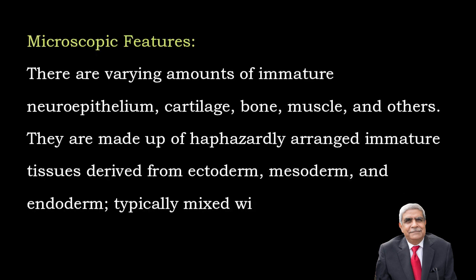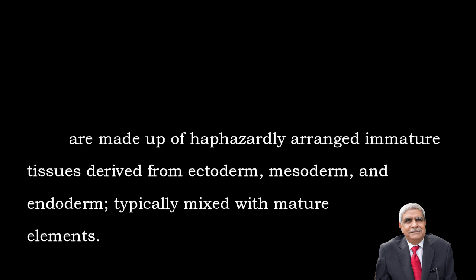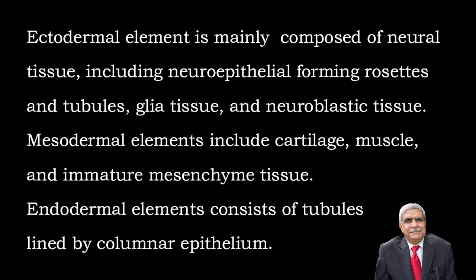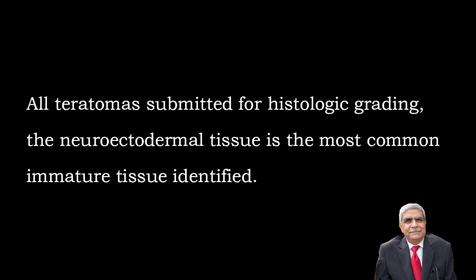Microscopic features. There are varying amounts of immature neuroepithelium, cartilage, bone, muscle and other tissues. They are made up of haphazardly arranged immature tissue derived from ectoderm, mesoderm and endoderm, which are typically mixed with mature elements. Ectodermal element is mainly composed of neural tissue, which includes neuroepithelium forming rosettes and tubules, glial tissue and neuroblastic tissue. Mesodermal elements include cartilage, muscle and immature mesenchymal tissue. Endodermal element consists of tubules lined by columnar epithelium. In all teratomas submitted for histological grading, the neuroectodermal tissue is the most common immature tissue identified.